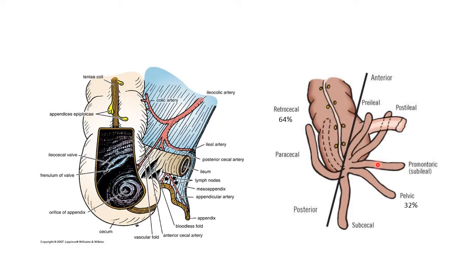And if it's pointing straight horizontally, medially towards the sacral promontory, and now you should know what the sacral promontory is from ITA, we call it the promontoric position. So these are the different positions of the tip of the appendix in different people, and surgeons, when they remove the appendix during appendicectomy, should be aware of these different positions of the appendix.